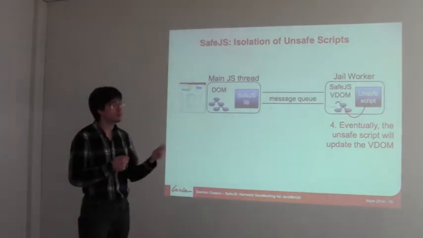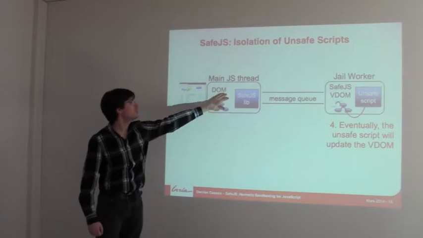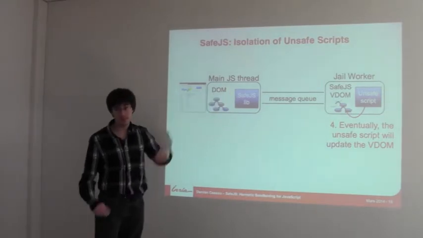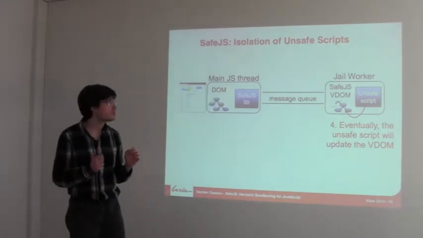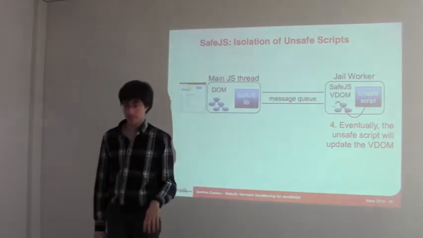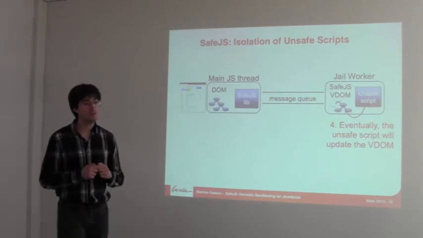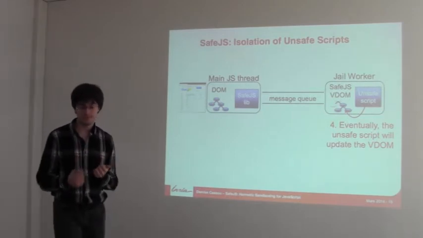So the unsafe script can use the same API that it could use if it were there. It's exactly the same API, so it's totally transparent. But the information here is very, very limited. So at some point, eventually the unsafe script will update the VDOM with the widget.